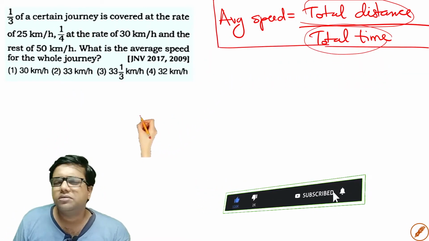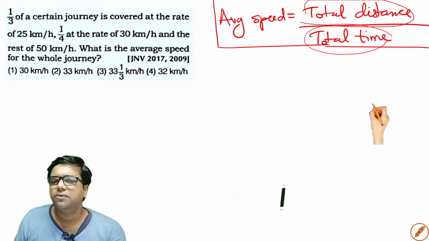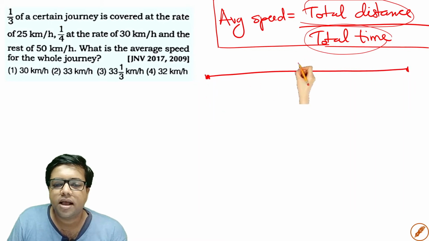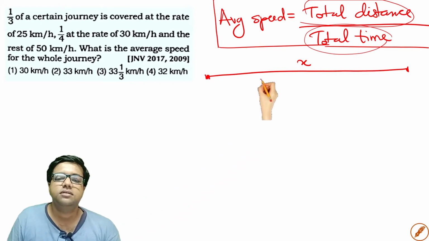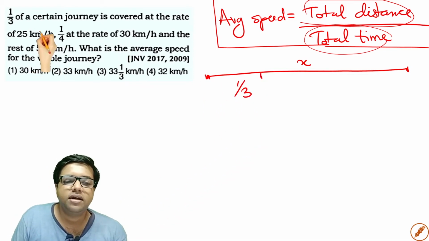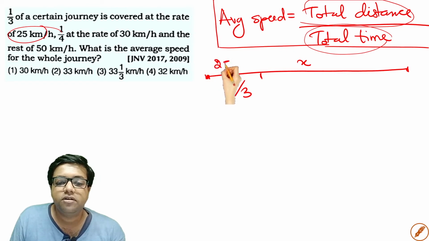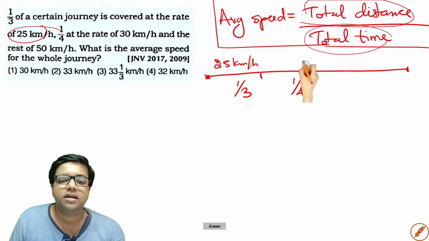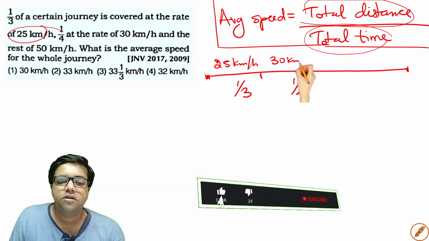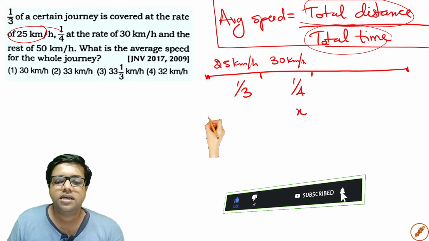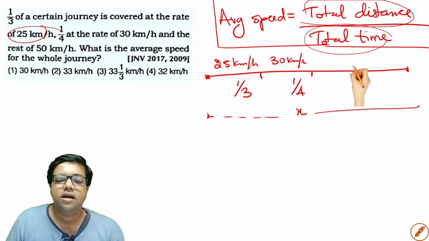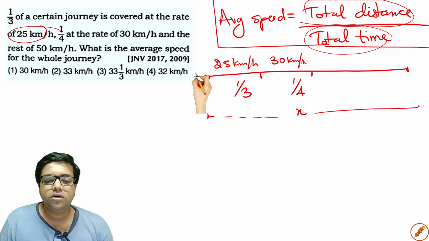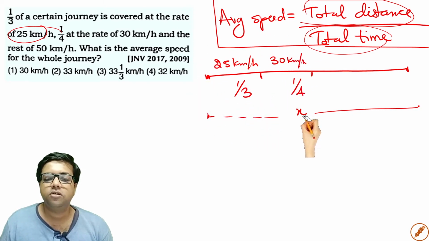We don't know what is the total distance of this journey, so let me call the total distance of the journey x. 1 by 3 is traveled at a speed of 25 km per hour. And 1 by 4th is traveled at what speed? 40 km per hour. And the total distance is x. The rest of the journey, we don't know what this part is, but we know these parts: 1 by 3 of x and 1 by 4 of x.